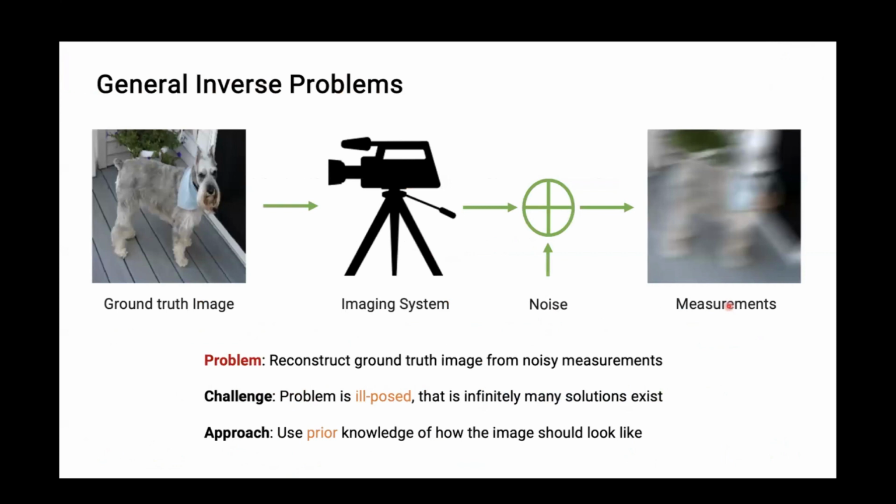So the problem is the following. I want to solve general inverse problems for images, meaning I have a ground truth image, for example, this dog. I've got a camera system. Maybe the camera is moving, so it's motion distortion. There's some noise added. And so these are the measurements I get, this image on the other side. And what I want to do is to start from the measurement and reconstruct what the original thing is.